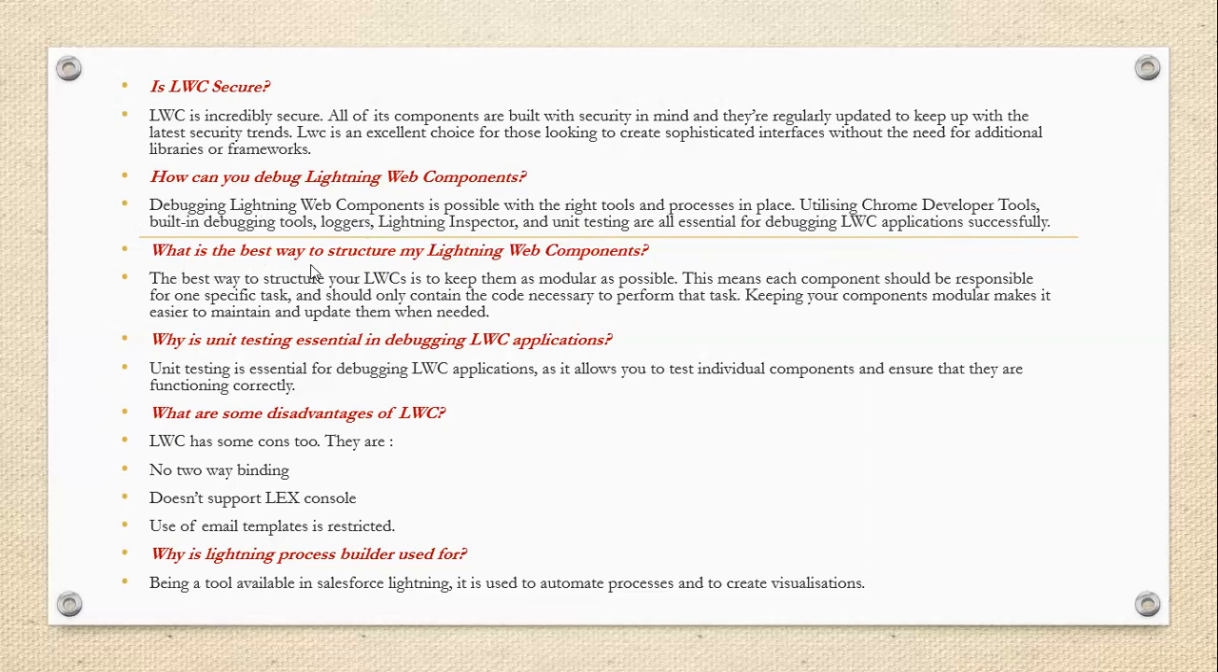Next question: what is the best way to structure Lightning Web Components? The best way to structure your LWC is to keep them as modular as possible. This means each component will be responsible for a specific task and should contain only the code necessary to perform that task. Keeping your components modular makes it easier to maintain and update them as needed.